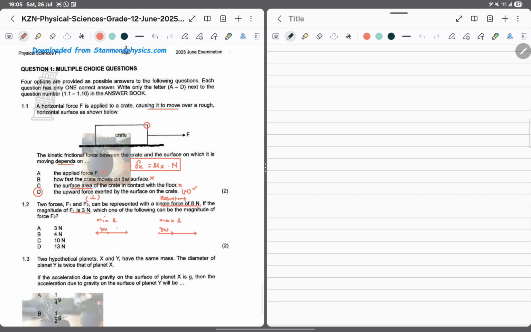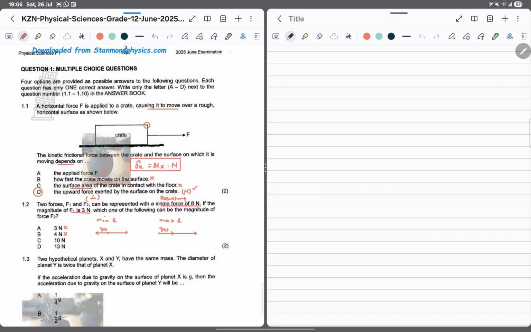So when we have the 3 Newton force, our maximum here becomes 6 newtons. Our minimum becomes 0, and our maximum becomes 6. Can you see that range? 8 is outside, so it cannot be 3 newtons. What about the 4 Newton force? Now, if we put the 4 Newton force, our resultant here becomes 1, and here it becomes 7 again. That range excludes 8 newtons, so it cannot be.